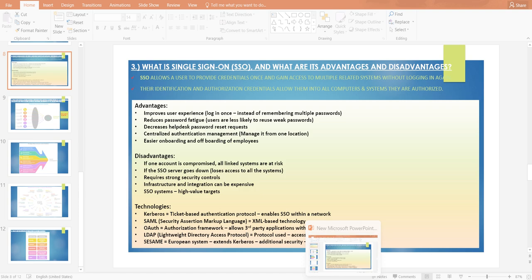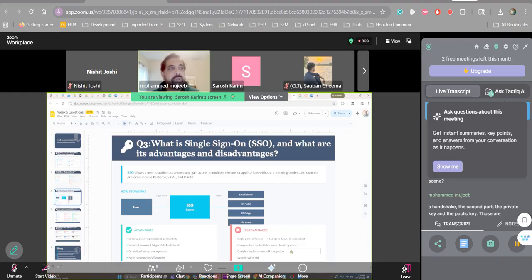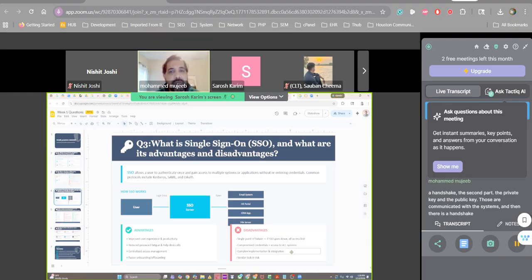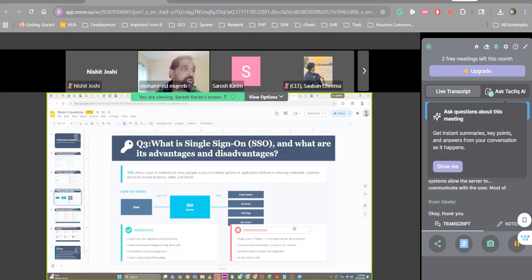The second part, the private key and public key, those are communicated with the systems, and then there is a handshake between those systems. If they both match, then all those four systems allow the server to communicate with the user. Okay, thank you. Most of the time, that's how it is done.